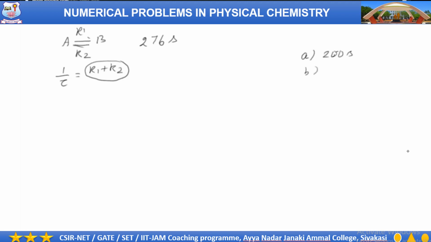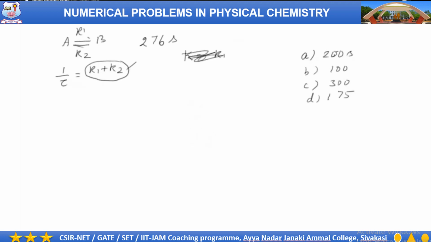The options given, take down the options: A, 200 seconds, B, 100 seconds, C, 300 seconds, D, 175 seconds. Therefore, if you are able to calculate K1 and K2, you can calculate the relaxation time. How to calculate K1 and K2? Two methods I have already given. One method is from the equilibrium constant value, provided K1 or K2 is given, but no such value is given.